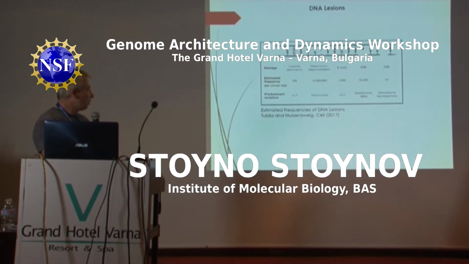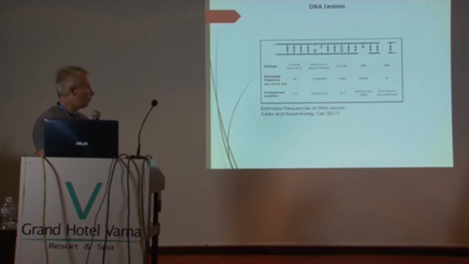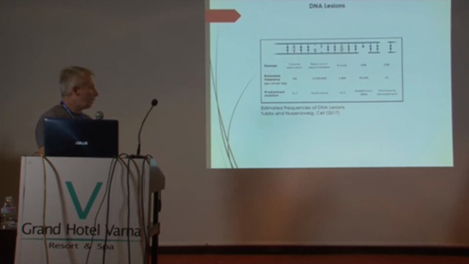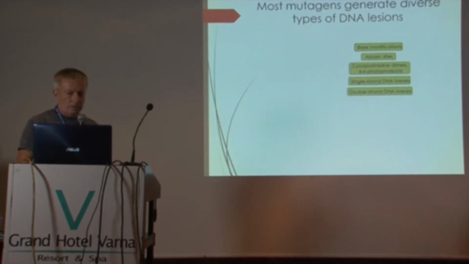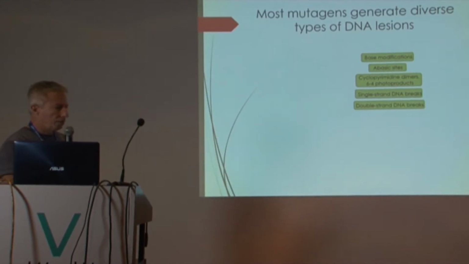During the cell life, DNA is damaged more than 70,000 times in 24 hours with different types of damage. That's why cells develop DNA repair mechanisms, which include more than 300 proteins to prevent genomic instability and cancer. However, most mutagens generate diverse types of DNA damage.